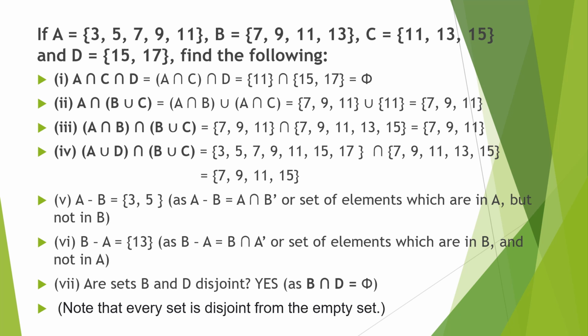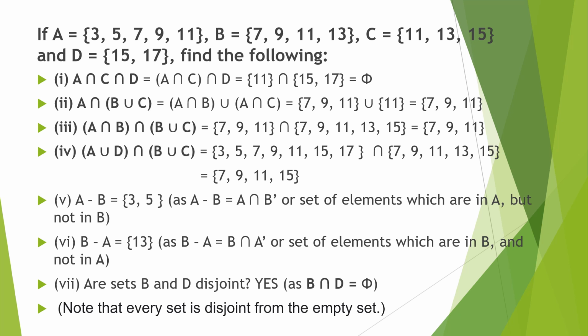Same way, B minus A is the set of elements which are in B but which are not in A. So only element 13 is there which is in B but which is not in A. Are the sets B and D disjoint? Yes, B and D disjoint means the intersection is the null set.